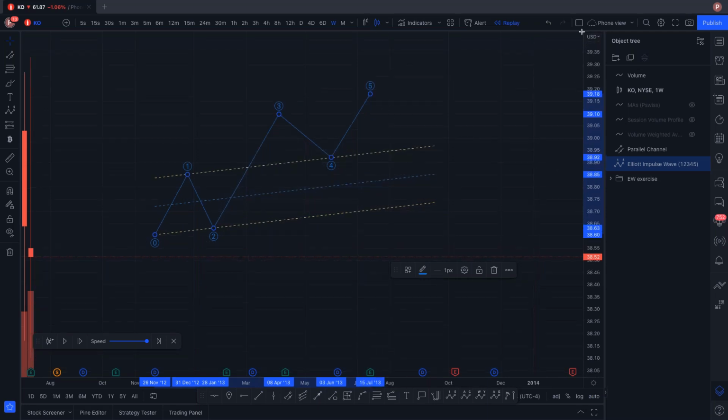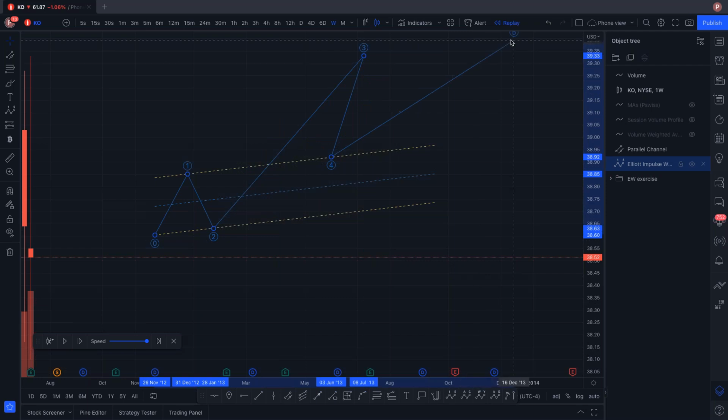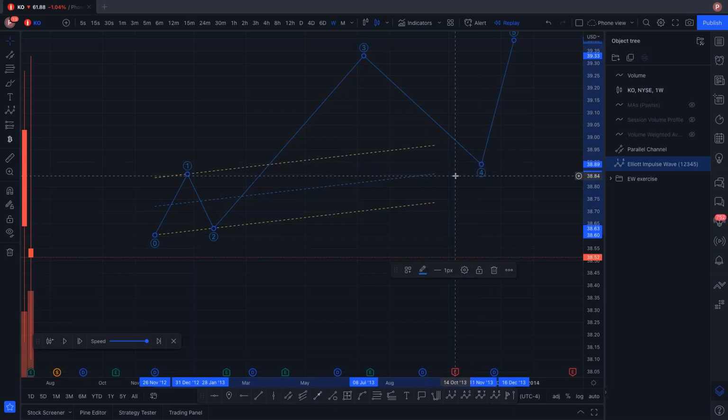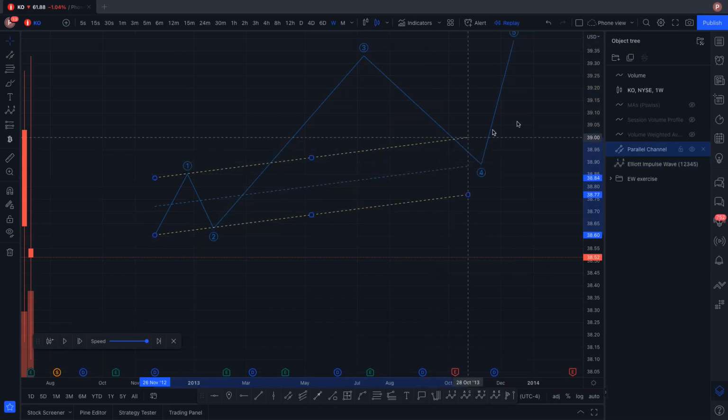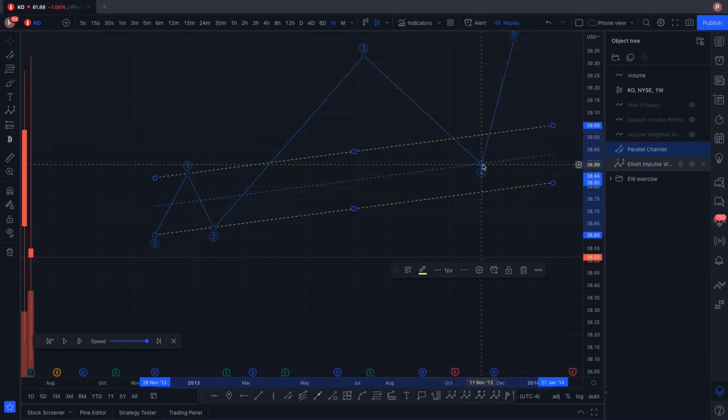Like if this thing really extends a lot, like wham out here, we could end up being in a place where wave 4 could end on the center line. Could be a center line reversal off of this channel.